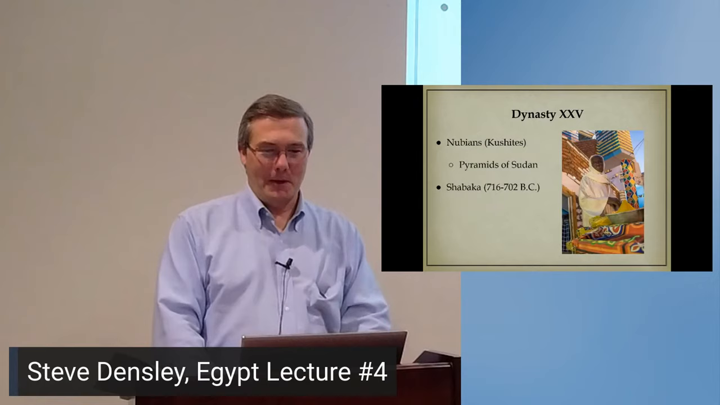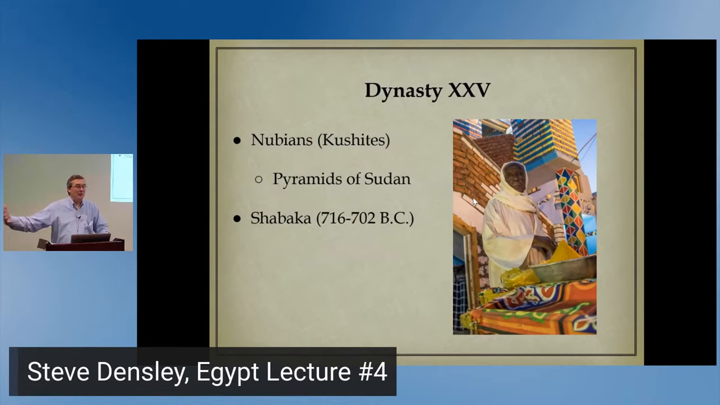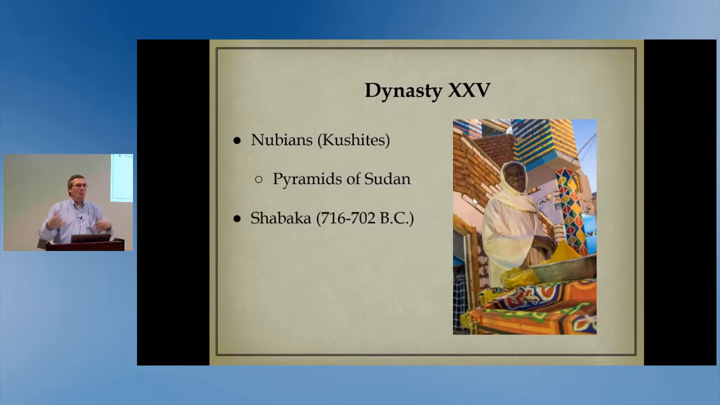But then the Nubians take over. Much of Egypt's history is the history of Egypt going down into what's modern-day Sudan, beating up on the Nubians down there and taking their gold, and then going back and building things, like a death mask for Tutankhamun.